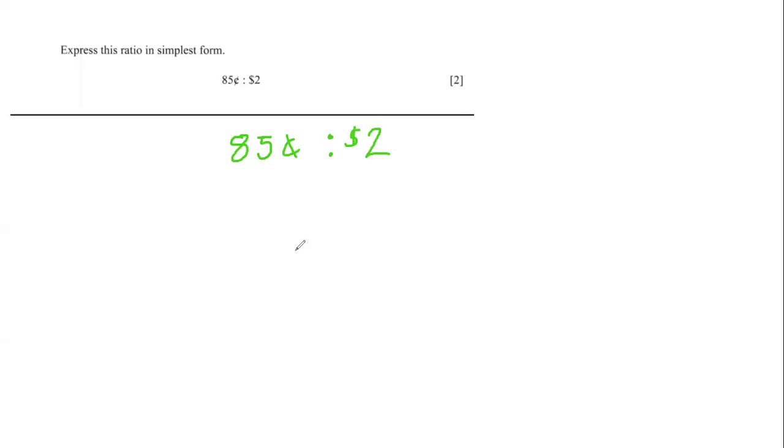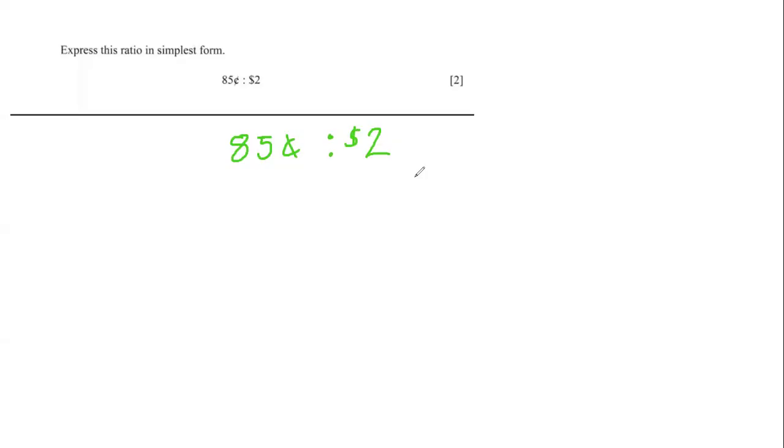But why though? Why do we need to change the units? Why can't we just do 2 and 85? Because they are not like what? They don't have the same units. Very good. They do not have the same units. So this is very important, class. Whenever you're doing ratio problems and the units are different, you have to make sure the units are the same. That is very important.